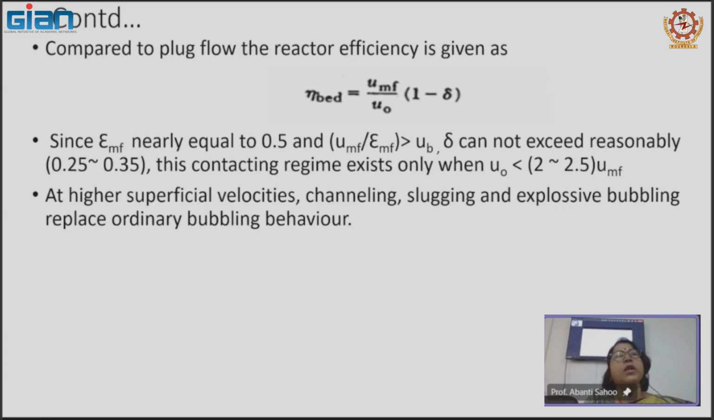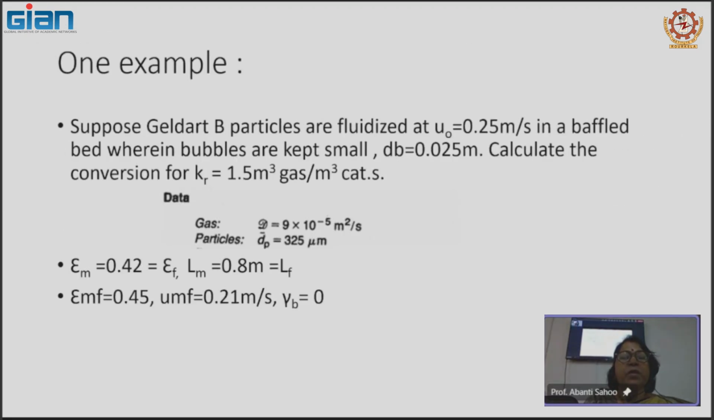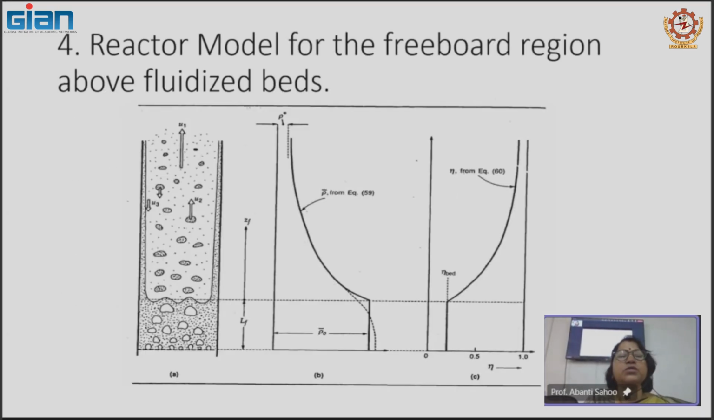So, ordinary bubbling behavior will be affected. So, one example will be solved. Before that, just the last type of reactor, where also gaseous reactant gets converted, that is the reactor model for the freeboard region, that is above the bed, as yesterday also I was telling, the freeboard.